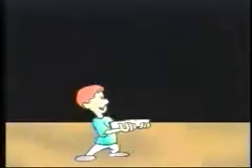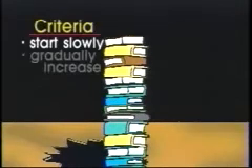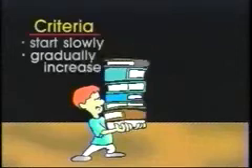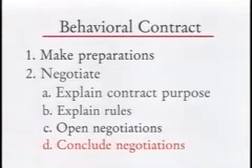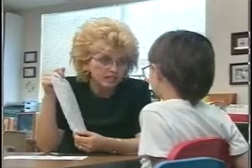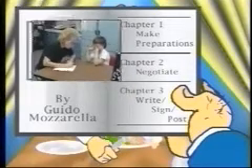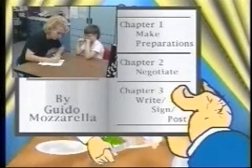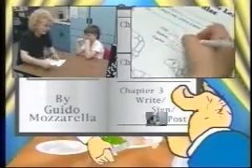But watch out. When setting criteria, students often place unrealistically high expectations for themselves. Explain that it's important to start slowly, then gradually increase the requirement. Finally, conclude negotiations and remind the student that the contract is open to renegotiation at any time. After you make the deal, write it down to avoid any misunderstandings. Sign it, then post it.